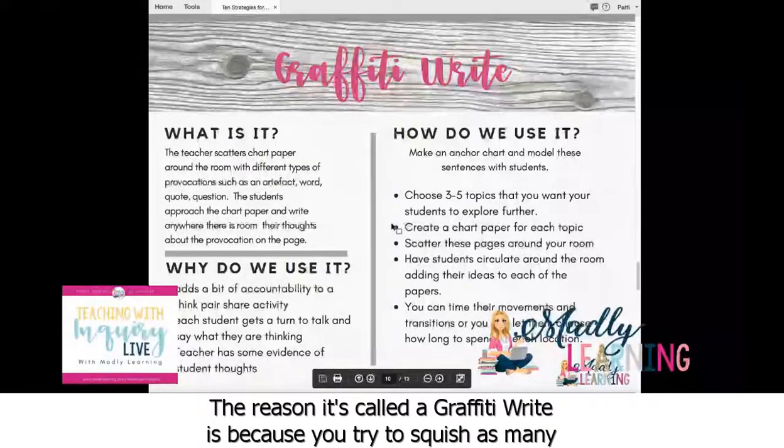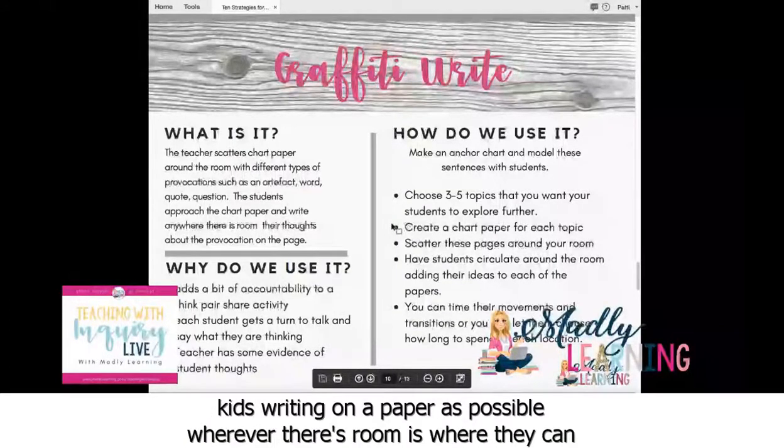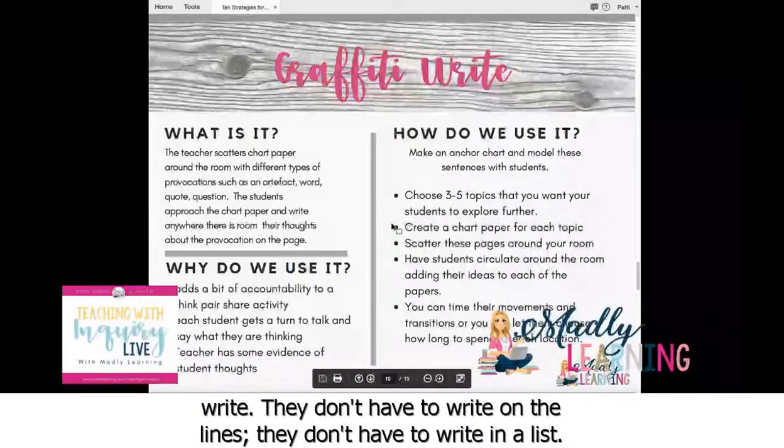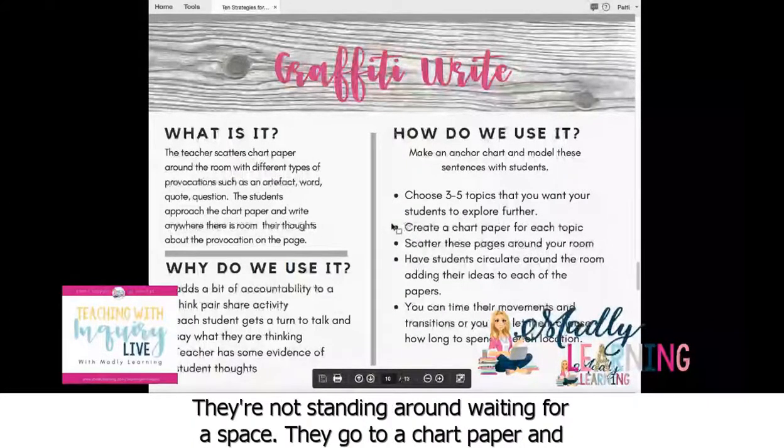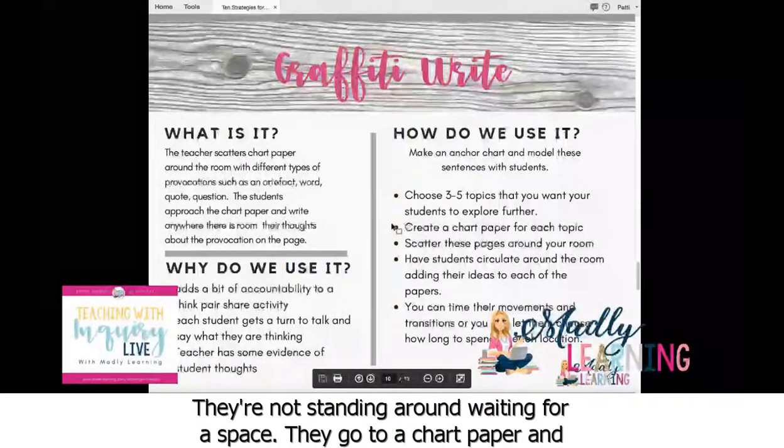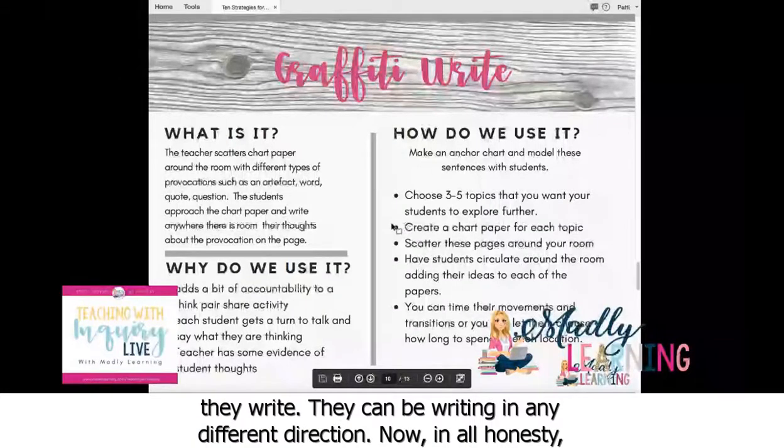Now, the reason it's called a graffiti write is because you try to squish as many kids writing on a paper as possible. Wherever there's room is where they can write. So they don't have to write on the lines. They don't have to write in a list. They're not standing around waiting for a space. They go to a chart paper and they write. So they can be writing in any different direction.